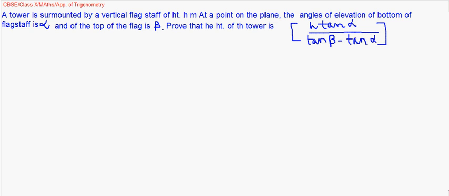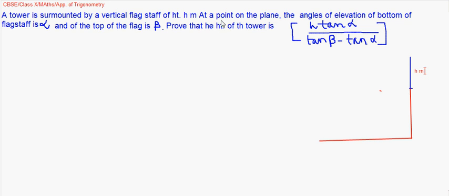Let me just draw. How would it look like? A tower is surmounted by, this is suppose a tower. I'll draw it here, maybe this side. This is my tower. On this tower there is a flagstaff. Maybe I draw using another color. Now let me complete the figure first. The tower is surmounted by a vertical staff of height h meter, so I need to write this as h meter because I'm assuming this to be the flagstaff.